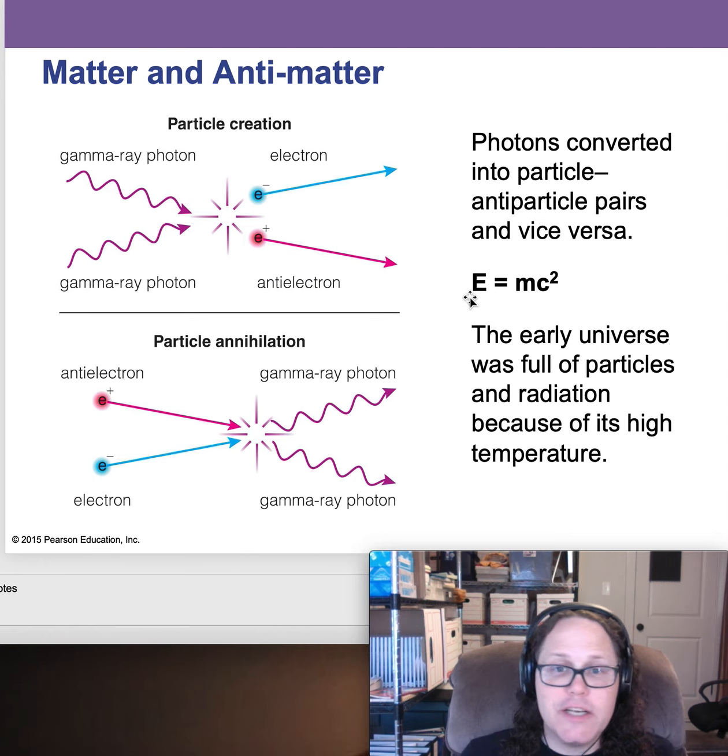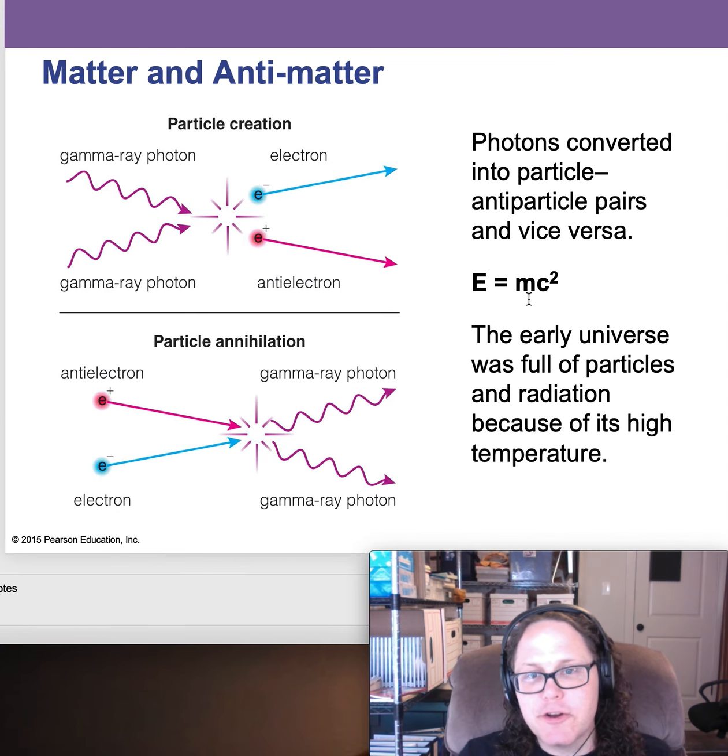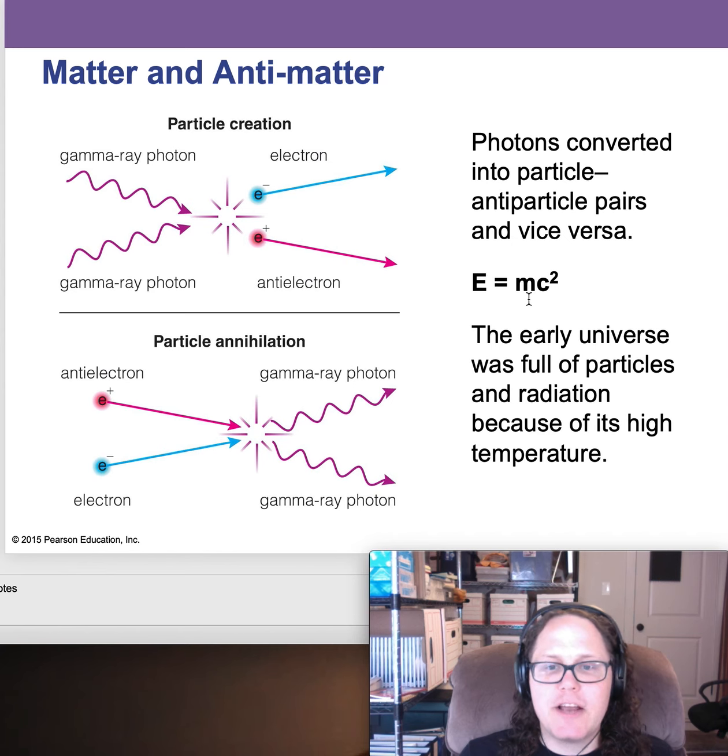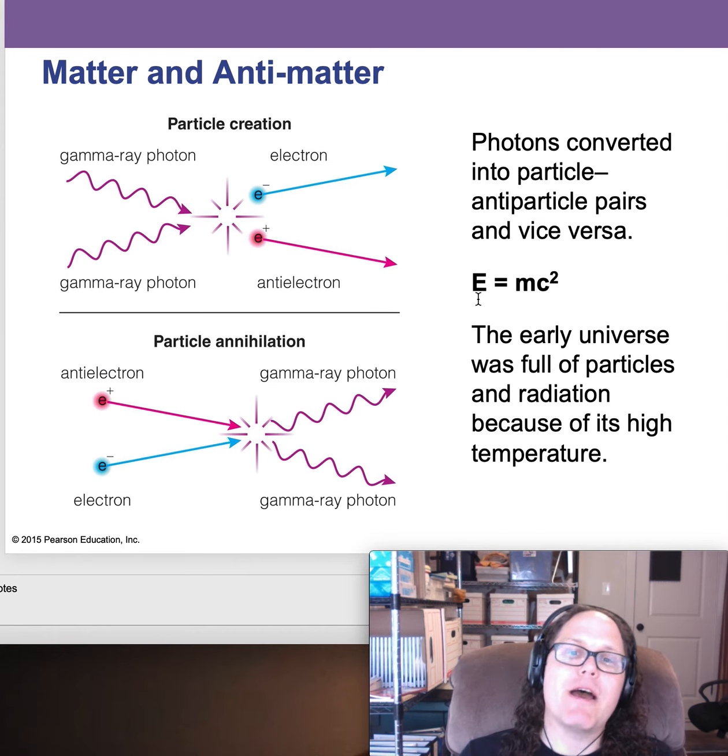How much energy does it take to create mass? That's Einstein's famous equation, E equals mc squared. The amount of mass you're trying to create, the mass of an electron and positron combined, times the speed of light squared, is the amount of energy you need to bring those particles into existence.